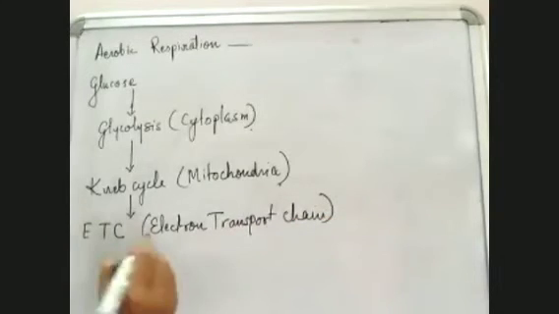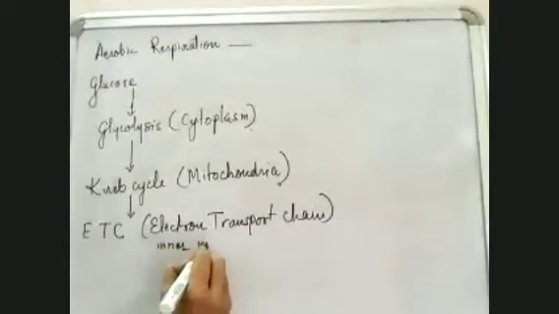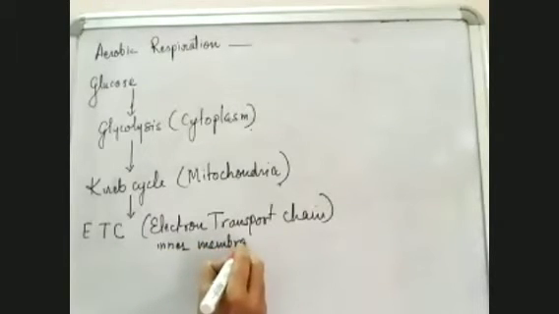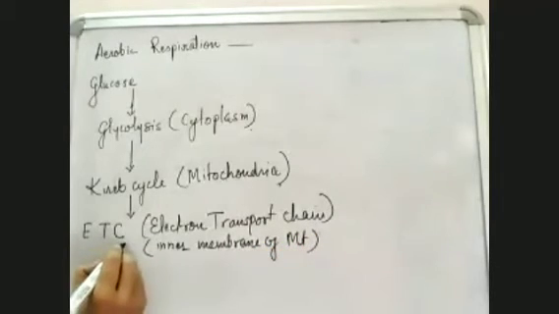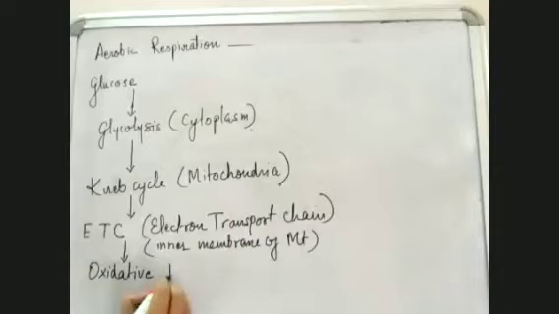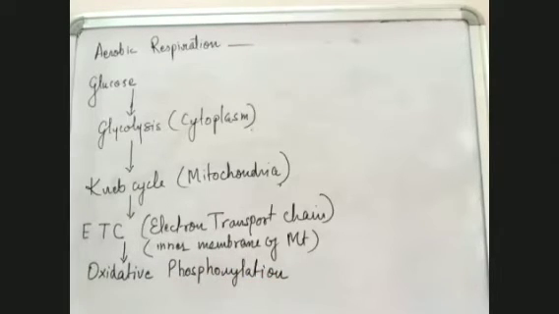This electron transport chain takes place in the inner membrane of mitochondria. And after this, the product formed enters oxidative phosphorylation. And this oxidative phosphorylation, which is the last step of aerobic respiration, takes place in the F0, F1 particle.